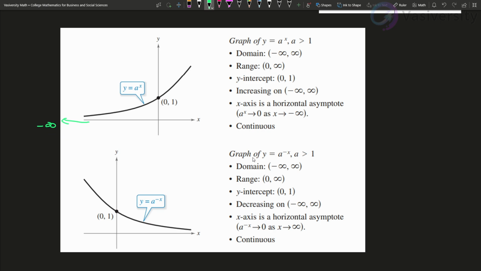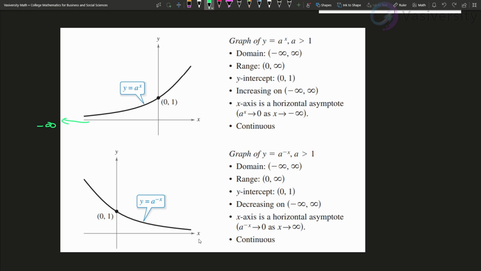So now the graph of y equal to a to the -x, where a is still greater than 1, because we're only considering a to be positive and not equal to 1 here. The domain is -infinity to positive infinity, the range is from 0 to infinity. The y-intercept is the same, (0, 1). It's now a decreasing function, because of that negative x. We're flipping the direction, essentially. So it's going to be a decreasing function.